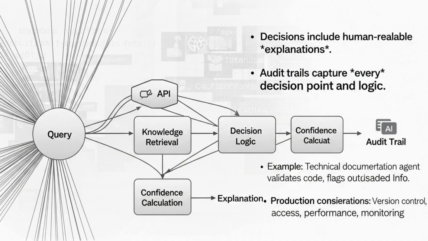Let's look at a real-world application: a technical documentation agent. This agent can validate code examples against actual APIs, cross-reference implementation patterns, and flag outdated information. Imagine asking it for the latest authentication pattern for a major cloud provider. It would check its knowledge, validate against live API docs, provide confidence scores for code snippets, and explain its recommendation. For production, we consider version control for knowledge updates, access control for different expertise levels, performance with parallel validation, and continuous monitoring of accuracy metrics.